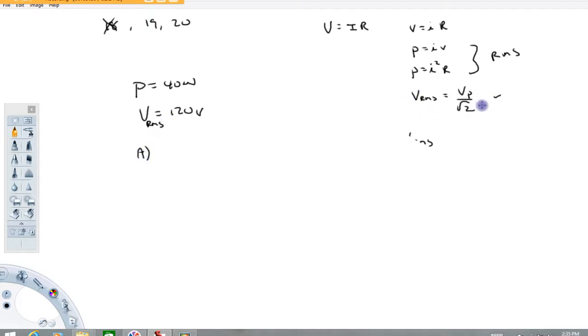So look over here. The RMS voltage is equal to the peak divided by the square root of 2. So if you wanted the peak, you would have to multiply both sides by the square root of 2. So just take the square root of 2 times 120 and you should get the peak.